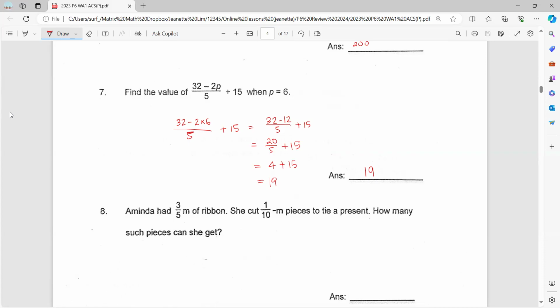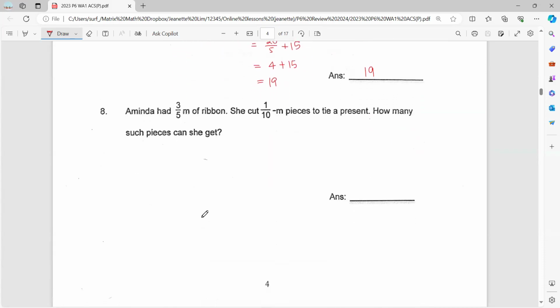Let's look at question 8. Aminda had 3/5 meters of ribbon. She cut 1/10 meter pieces to tie a present. How many pieces can she get? Okay, what does it mean by this? 1/10 meter pieces. It means that one piece of ribbon is 1/10 meter long. Okay, this is one piece.